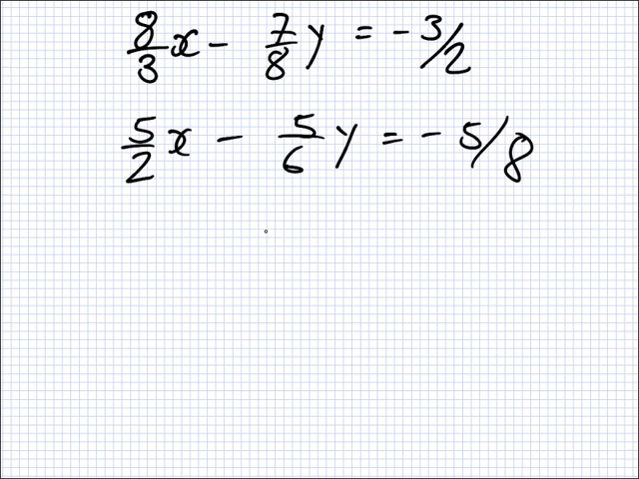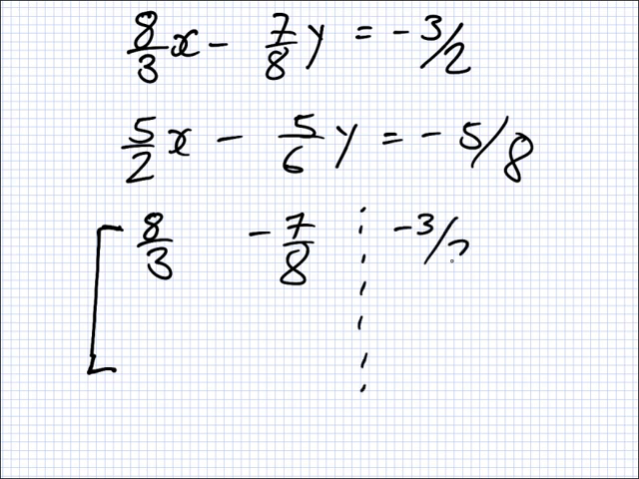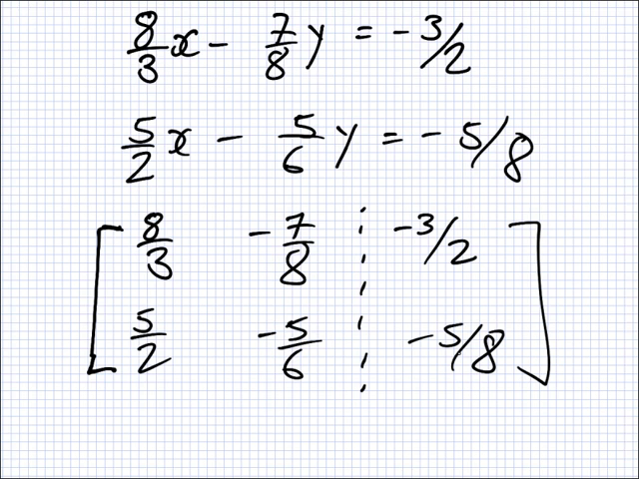Okay. So I'll show you how Gauss works for this case, and then I'll show you Gauss in action for a case with x, y, z. What we do is, rather than write x and y every time, we summarize it in a block. So 8 over 3, minus 7 over 8, minus 3 over 2. 5 over 2, minus 5 over 6, minus 5 over 8. You put everything in a block.